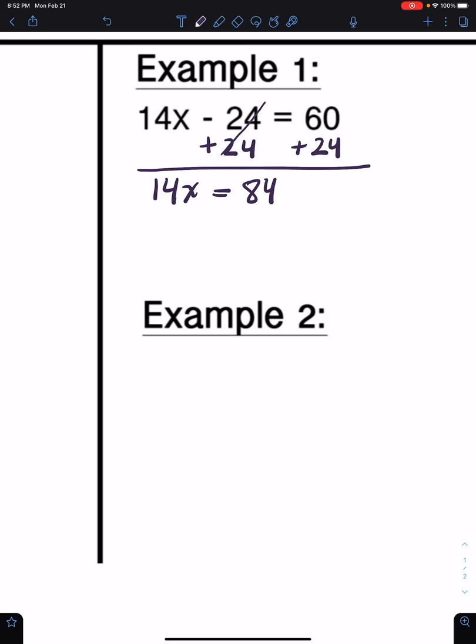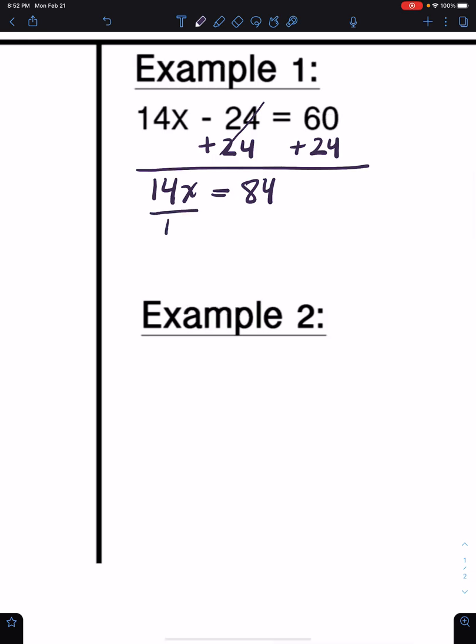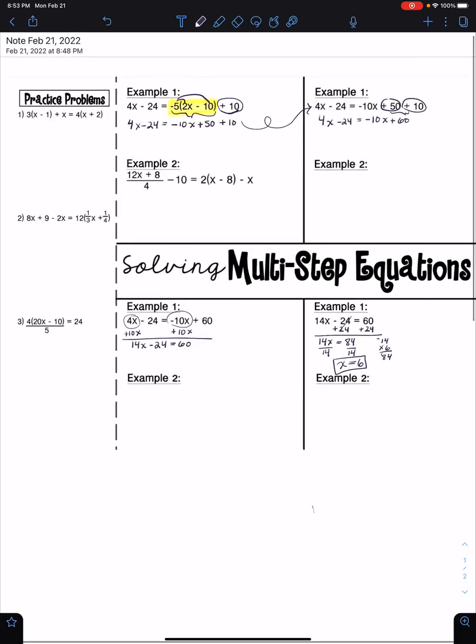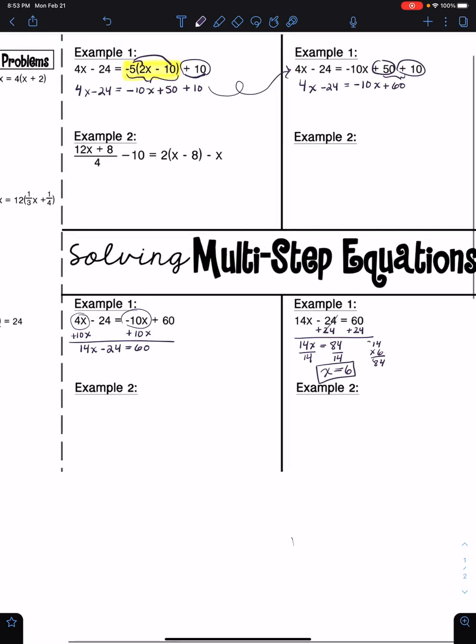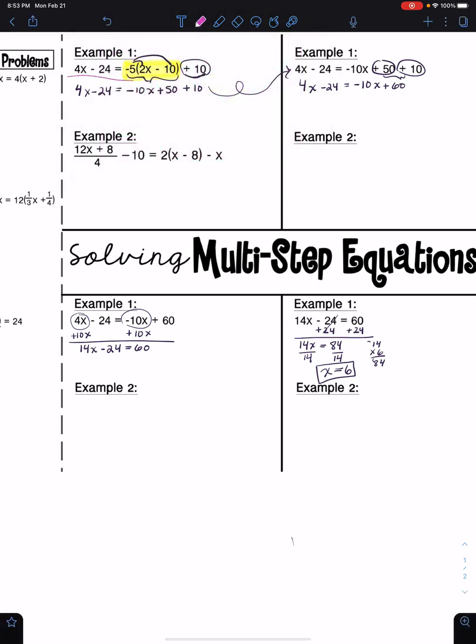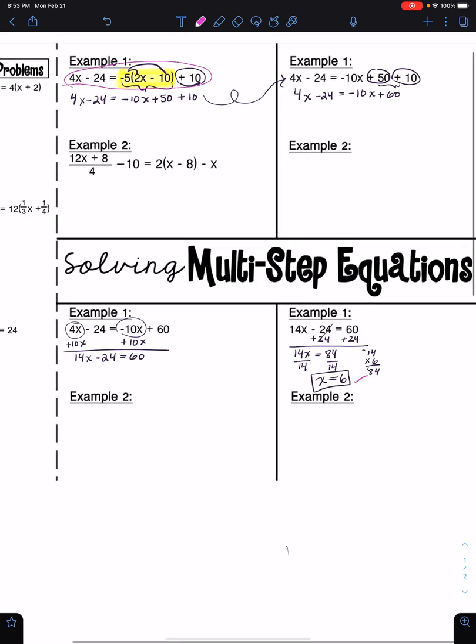Now I'm going to get rid of my coefficient. Since x is being multiplied by 14, the opposite is to divide both sides by 14. 14 divided by 14 is 1, so I just have a 1x, and then that's going to be what, 6? I don't have a calculator near me. So 6. And as always, when you get an answer to a multi-step equation or any equation, you can check it by replacing the x up here in the original equation with 6 and see if it works.